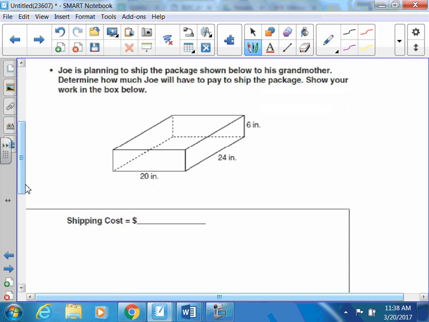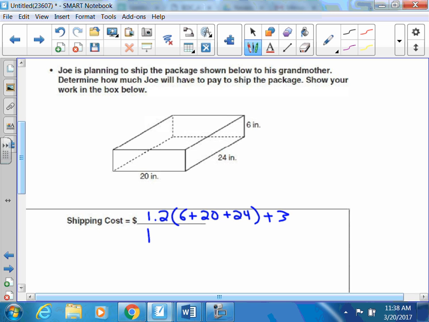Now let's figure out how much we're going to pay. What's the shipping cost going to be here? Going through the work would be cost, C, equals $1.20, parentheses. You'd have 6 plus 20 plus 24. That's the length, width, and height. And then add 3 in the end.